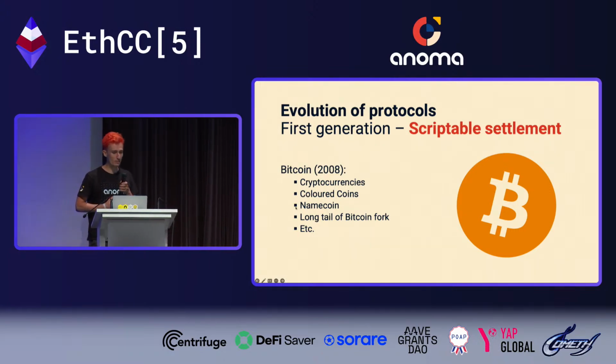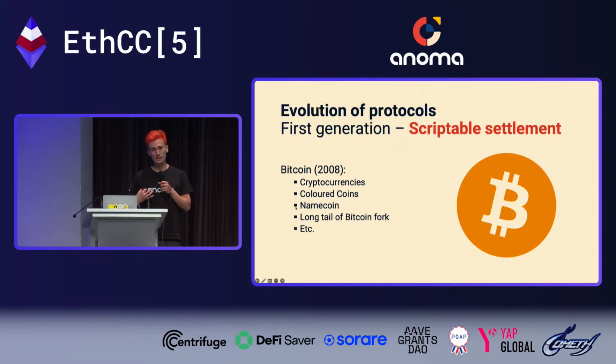So when I think about how blockchains have evolved, it obviously started with Bitcoin, and Bitcoin really was the first generation and gave us scriptable settlement. Before then, we didn't have decentralized applications, but Bitcoin allowed us to do things like suddenly have cryptocurrencies, and we had the first attempts to build things like colored coins or Namecoin. Interestingly enough, Vitalik talks about this in the Ethereum white paper, that one of the reasons why Ethereum came was in order to overcome the limitations of scriptable settlement on Bitcoin.